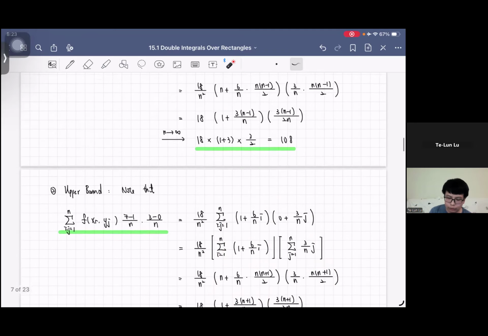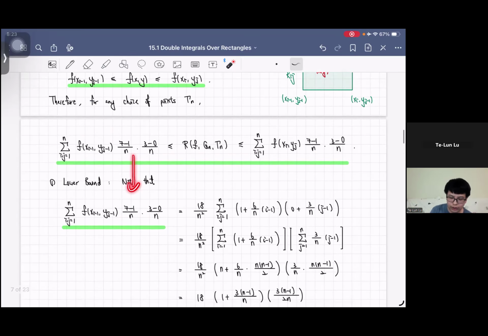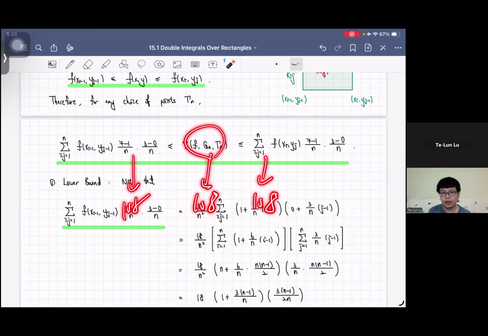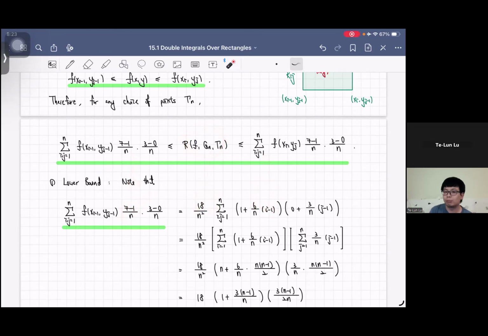We can see then by the squeeze theorem that this goes to 108 and this goes to 108 as n goes to infinity. And so this must go to 108, independent of the choice of gamma n. So we have somehow shown that the integral should be 108.